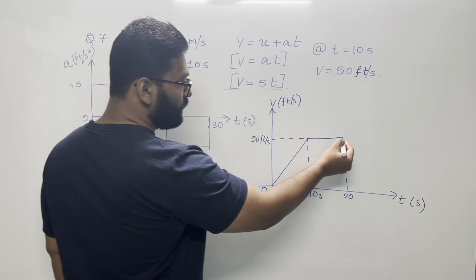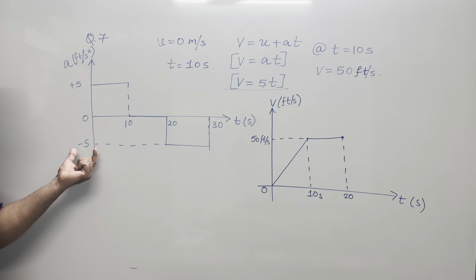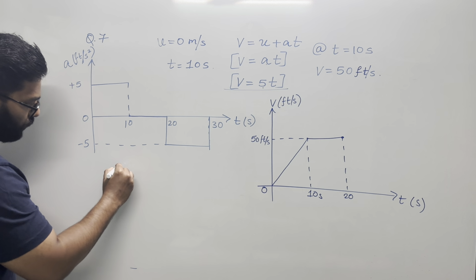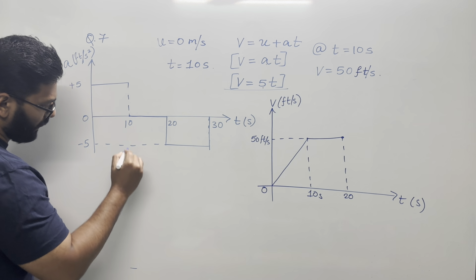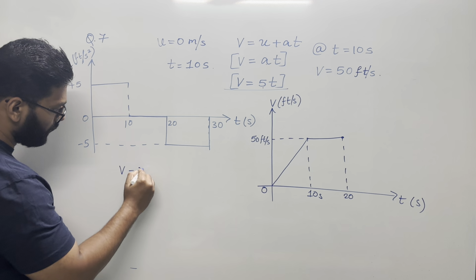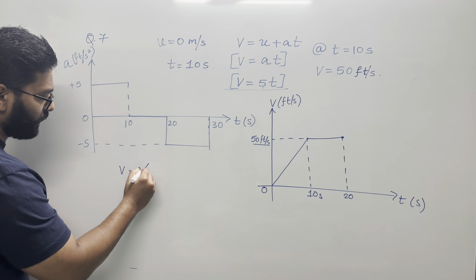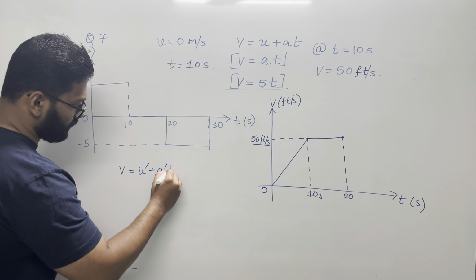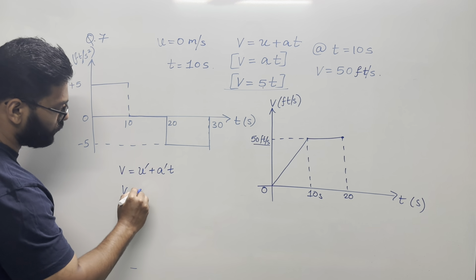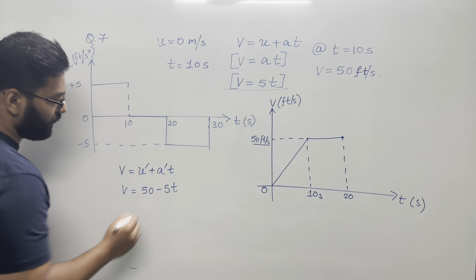Now, from this velocity, it will decrease because of the negative acceleration, minus 5. So that means you have v is equal to, I will write it as v only, but now the initial velocity will be different, which will be 50. So let me call it u dash plus acceleration, which is different, times t. Now acceleration is negative, so v is equal to u dash, that is 50, minus 5t.